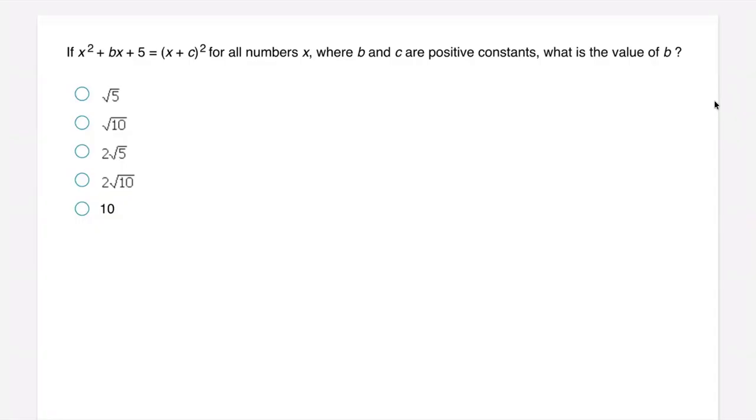Let's do it. Okay, I will copy the first one. X squared plus bx plus 5 is equal to the square of the first one plus 2 times the first one times the second one, but I will write it in this way. Okay, it's the same. Plus the square of the second one. Okay.